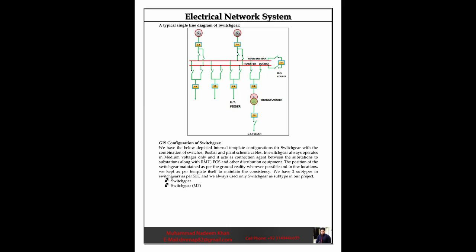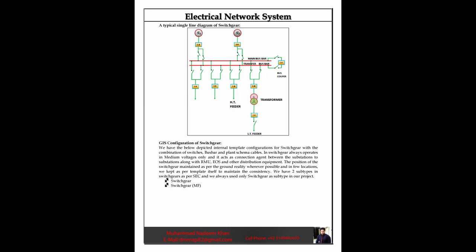GIS configuration of switchgear. We have the below depicted internal template configurations for switchgear with the combination of switches, busbar, and plant schema cables. Switchgear always operates at medium voltages only, and it acts as a connection agent between substations along with RMU, EOS, and other distribution equipment. The position of the switchgear is maintained as per ground reality wherever possible, and in a few locations we kept it as per the template itself to maintain consistency.